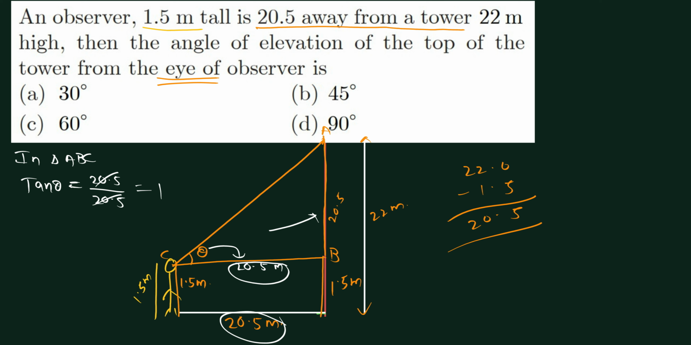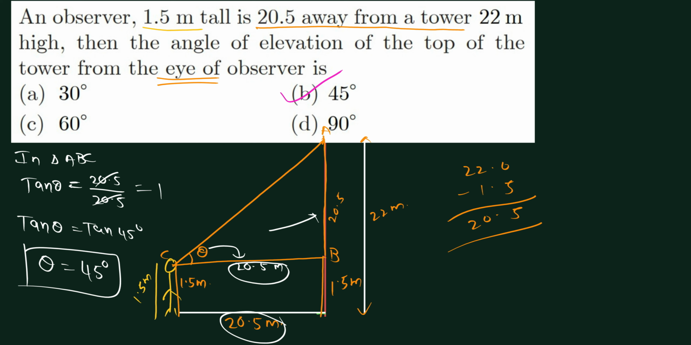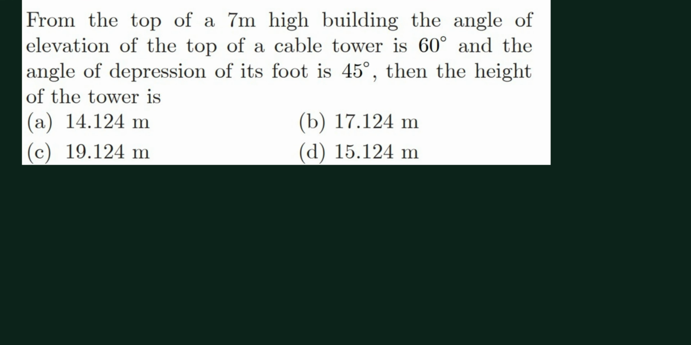At what value of theta does tan give 1? 45 degrees. So tan theta equals tan 45. Then the angle of elevation is 45 degrees. Then theta equals 45 degrees. Okay, so this is your answer, B is matching.